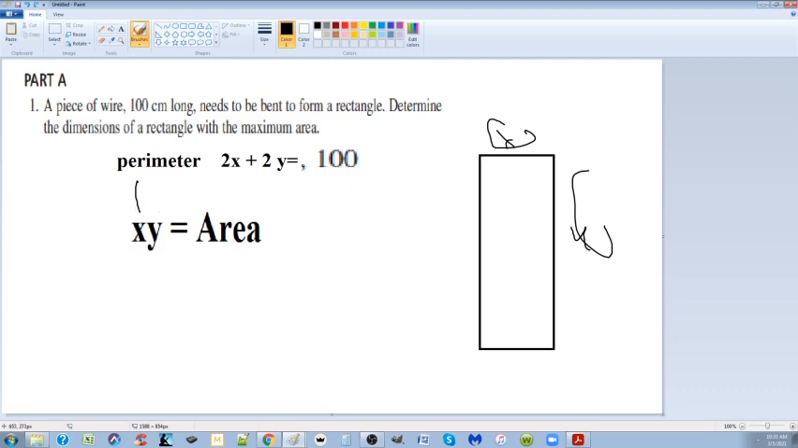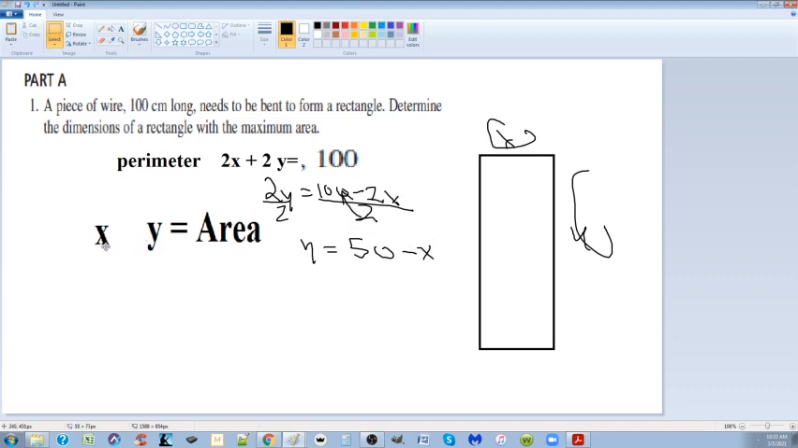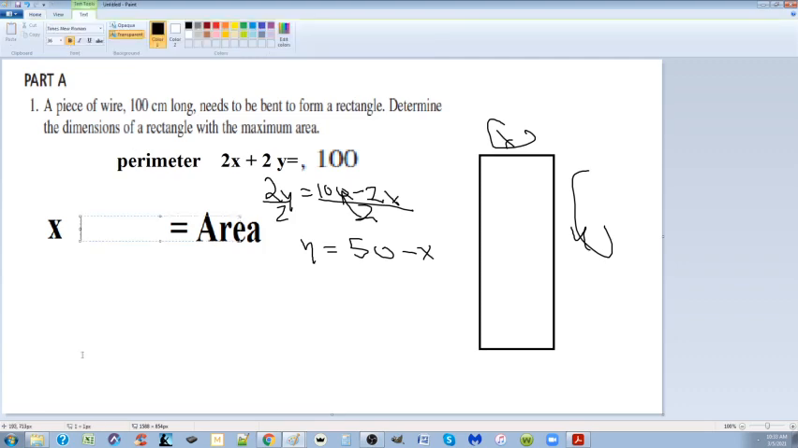I like to work with x's, so obviously I'm going to rephrase this. So that just goes over there. Notice the 2 can go into the 100 and the 2x, and that's what you get. Which means that wherever I have this, I can now replace that y with 50 minus x.